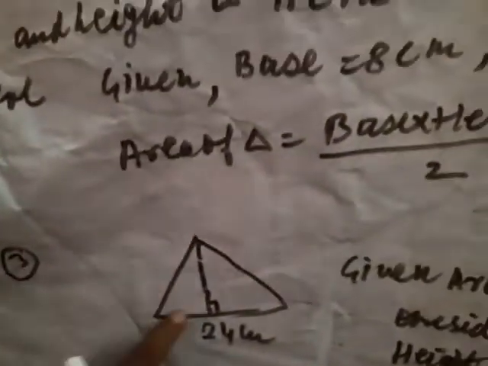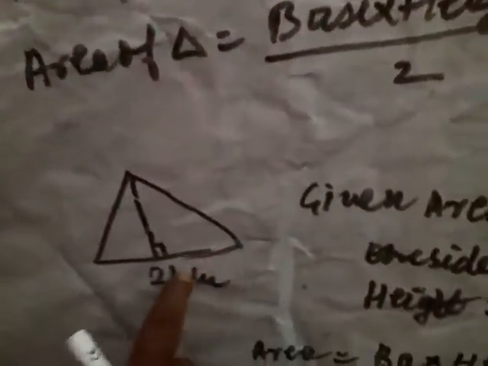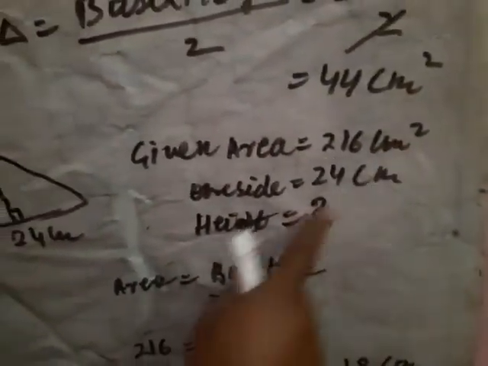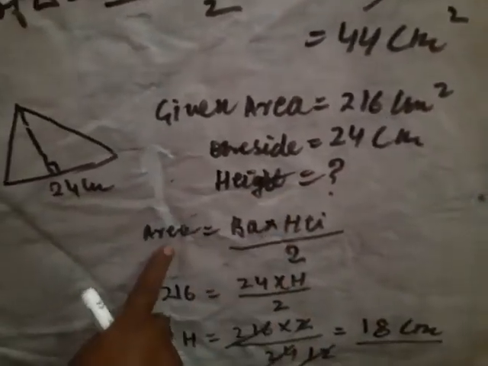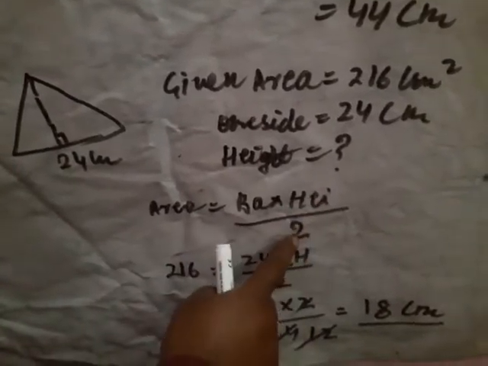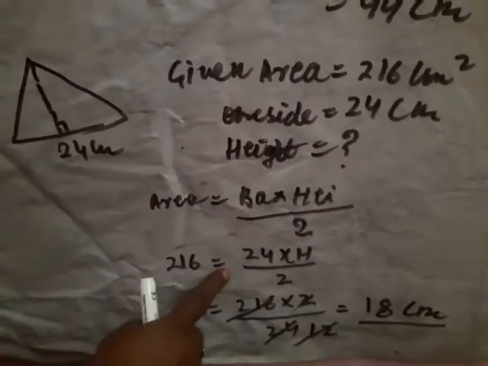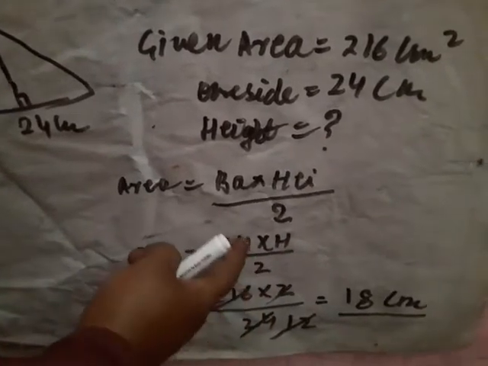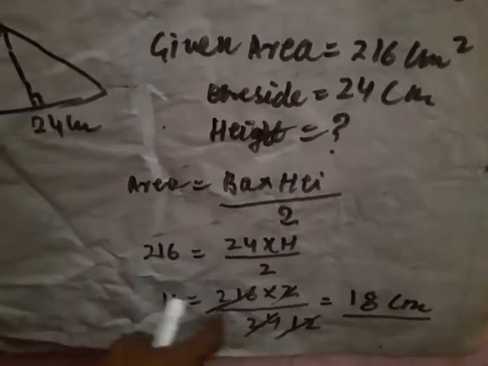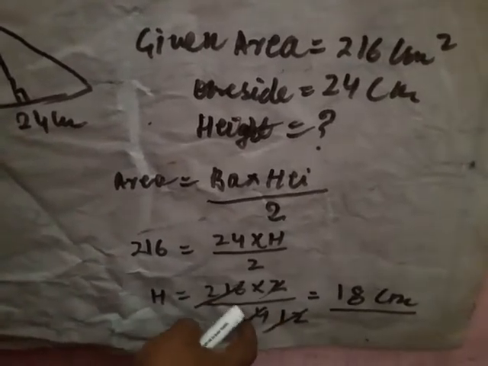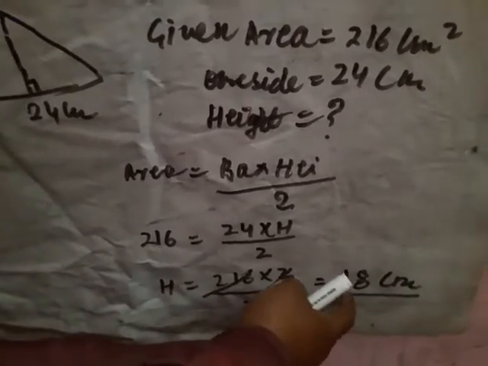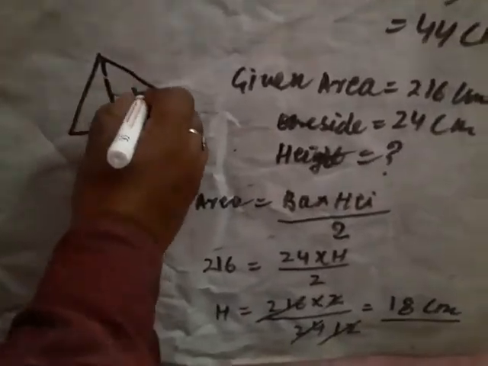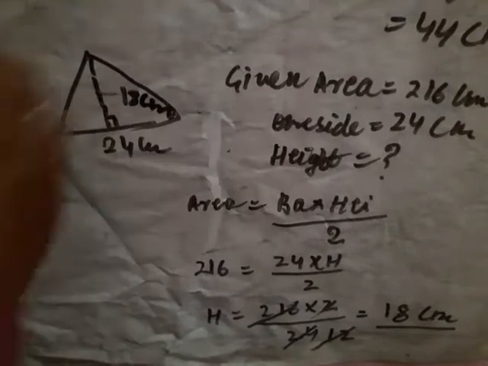So here, this is your base 24 centimeter and the area of triangle is 216 centimeter square, and you have to find height. तो फार्मूला एरिया इज इक्वल टू बेस इंटू हाइट अपॉन 2. एरिया की जगह 216, बेस की जगह 24 और हाइट की जगह h upon 2. Now 24 upon 2 go that side, so h is equal to 216 into 2 upon 24. After reducing, our answer comes 18 centimeter. It means this is 18 centimeter.